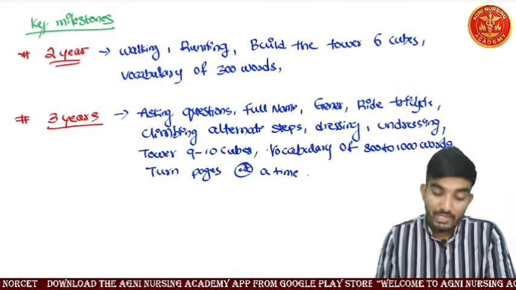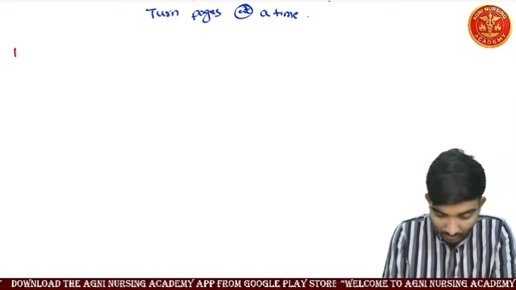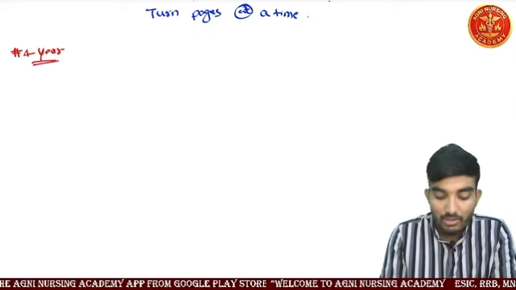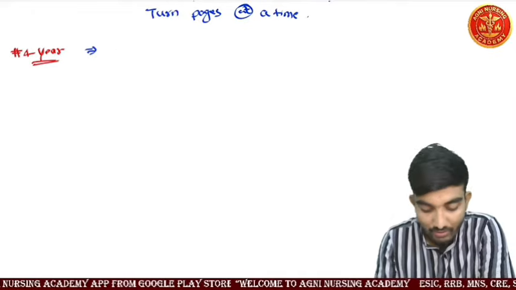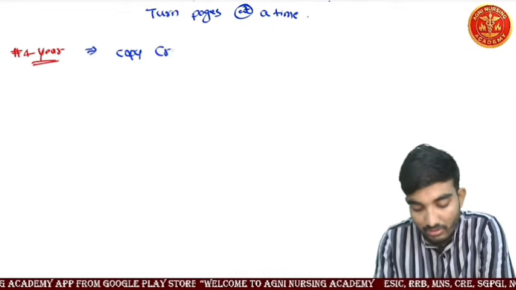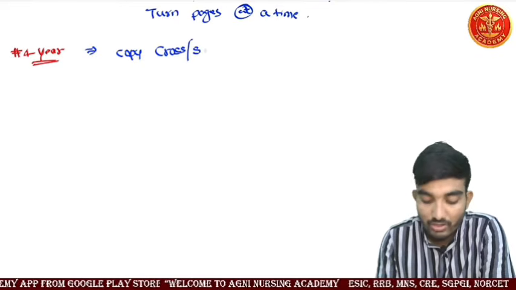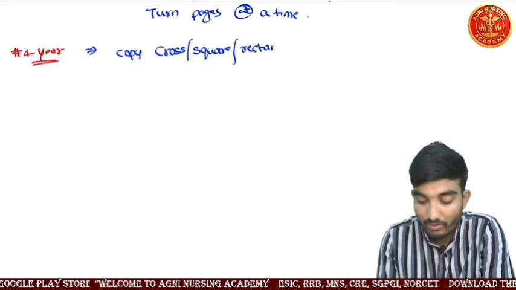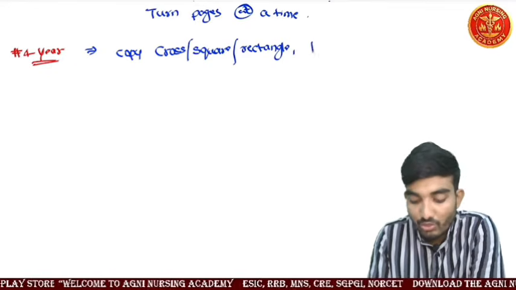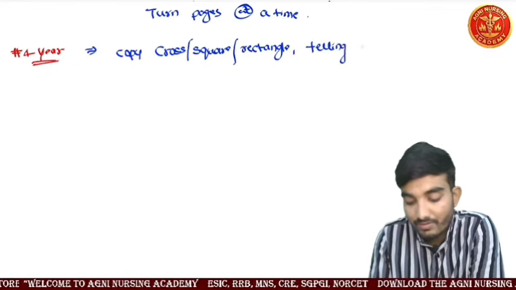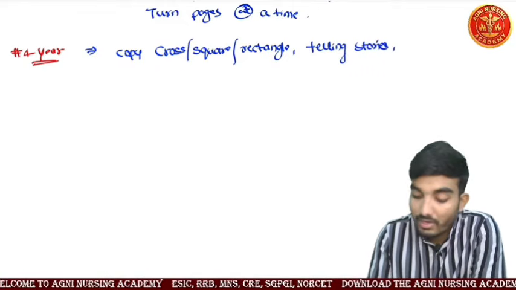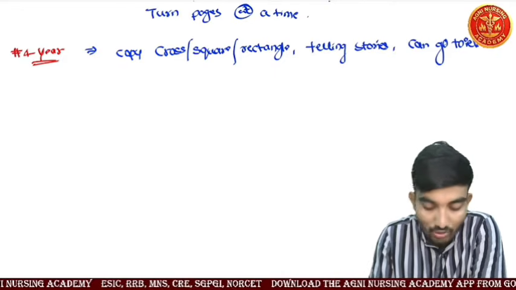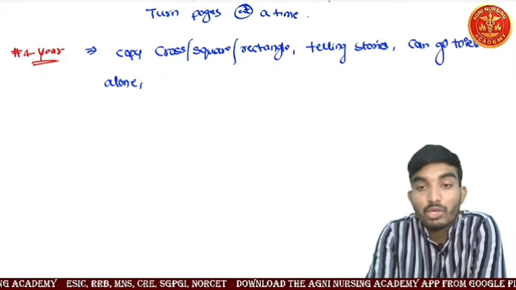We'll see the 4-year milestones. In the 4 years, the child is able to copy a cross, square or rectangle, and tell stories, and can go to the toilet alone.